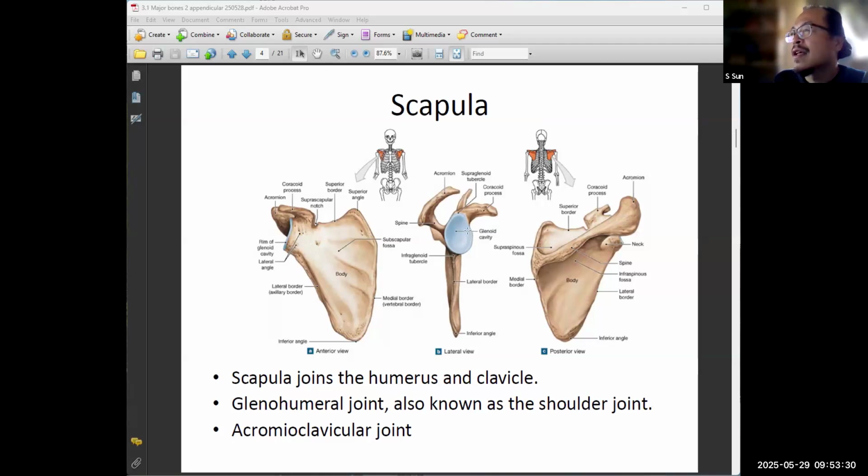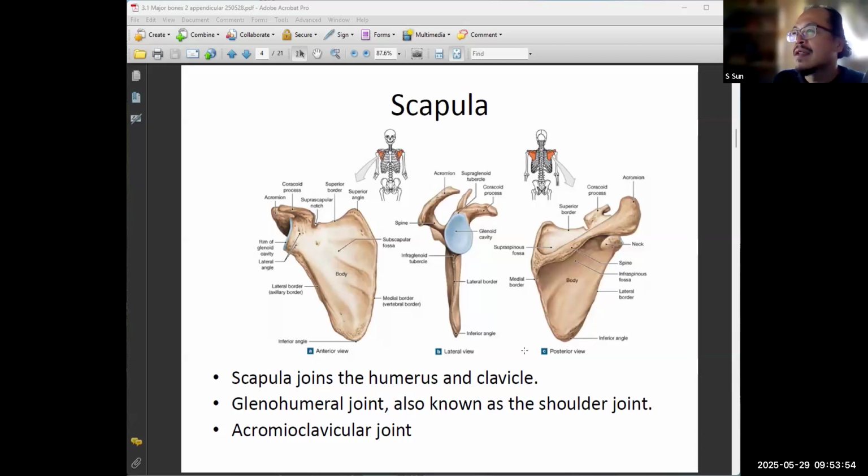And if you look from the back, you can see here you have the spine. That's more important right here. The spine separates the superior from the inferior, so here is the supraspinous fossa, and here is the infraspinous fossa.